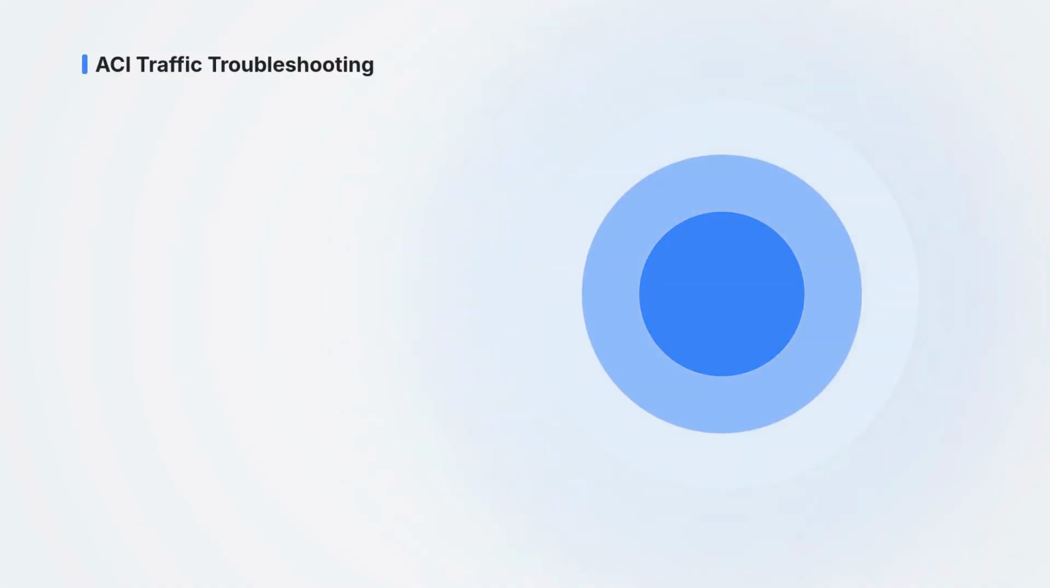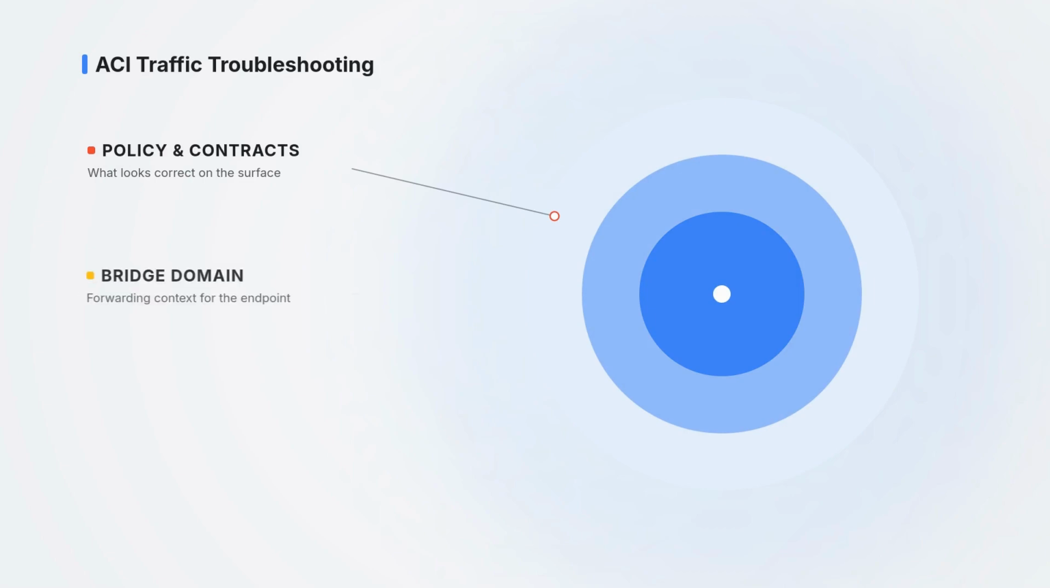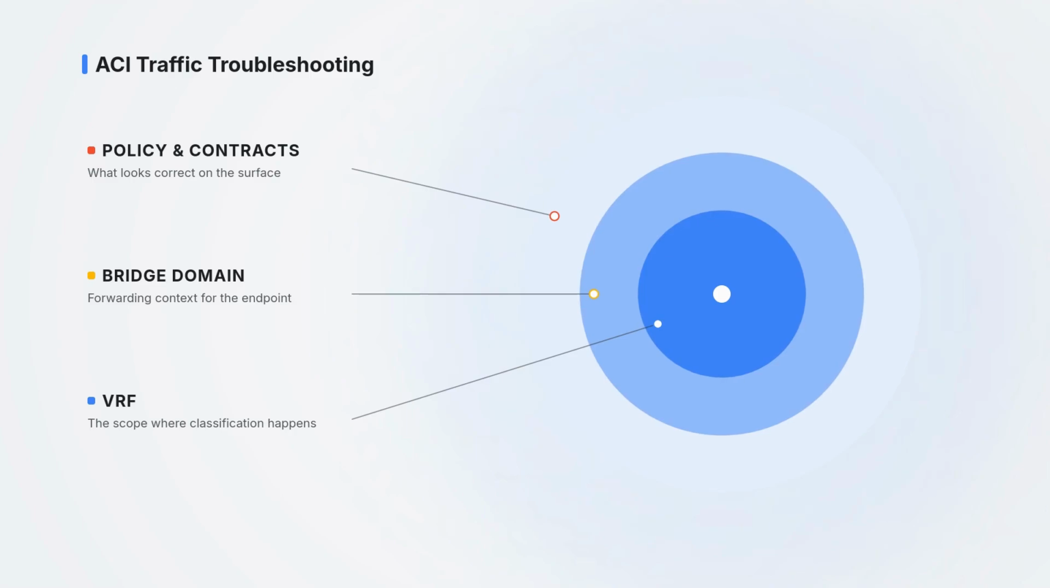When traffic behaves oddly in ACI, start by verifying the bridge domain and the VRF. That tells you whether the endpoint is even being evaluated in the forwarding context you expect. If that context is wrong, the flow can fail, and even if the context looks correct, the flow can still fail because classification is happening in the wrong scope.